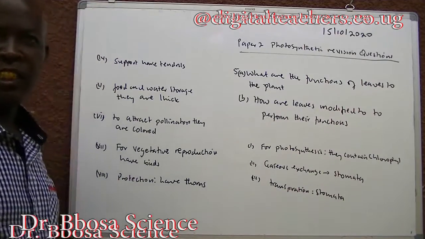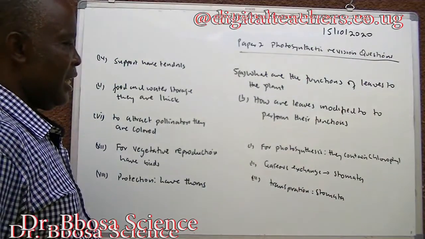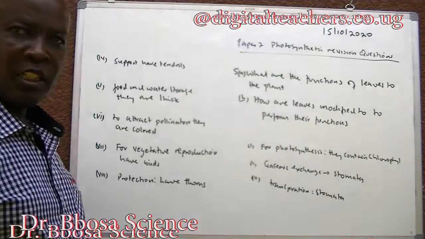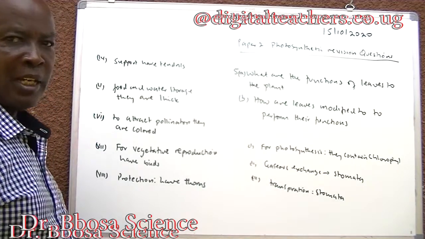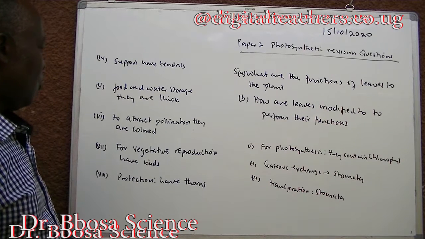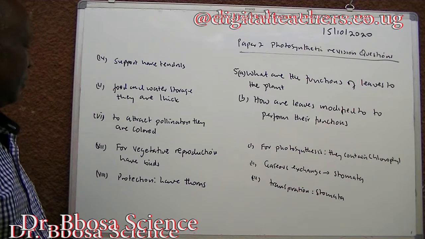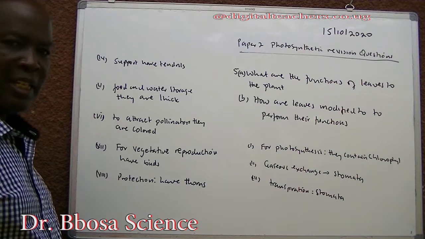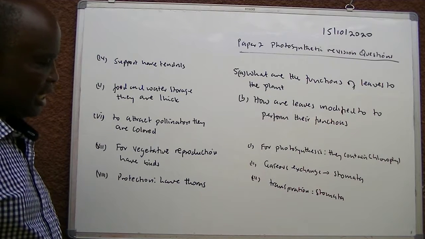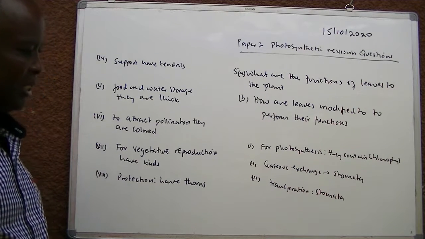For photosynthesis, they contain chlorophyll. They have large surface area to trap light. For gaseous exchange, they have stomata. For transpiration, they contain stomata. For support, they may have tendrils. For food storage, they are thick. To attract pollinators, they are colored, for example, bougainvillea. For vegetative reproduction, they have buds, for example, bryophyllum. For protection, they have thorns and itching hairs. They may also produce poisonous substances.